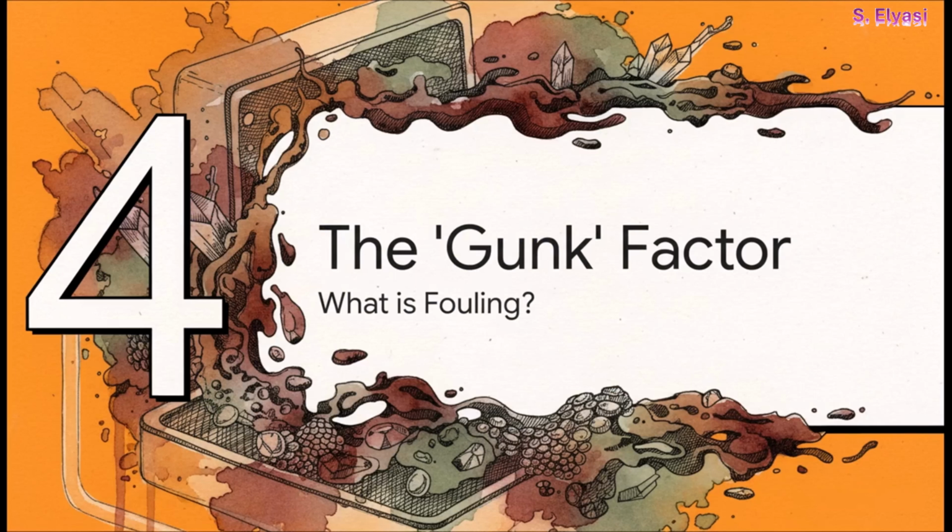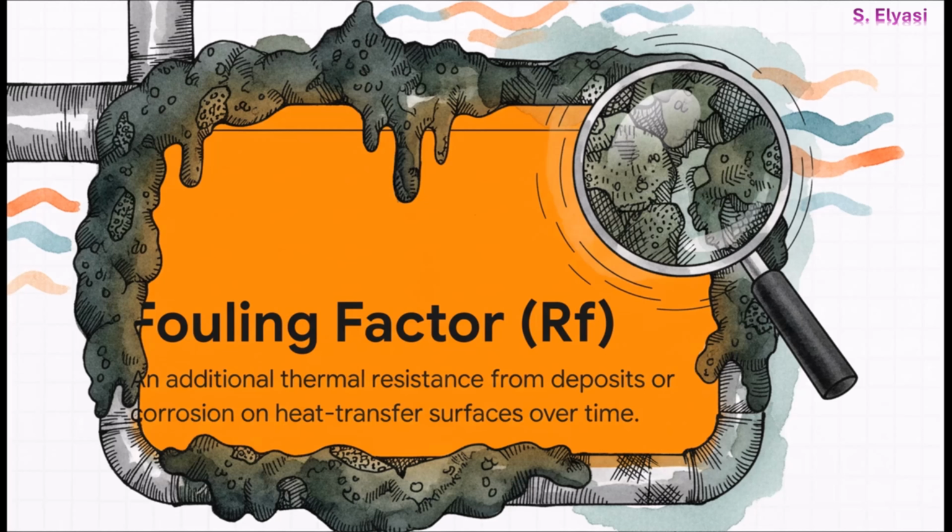All right, let's keep going, because, in the real world, things get messy. Heat exchangers don't stay perfectly clean and shiny forever. Over time, a layer of deposits, or scale, or even rust, basically gunk, builds up on the heat transfer surfaces. And this gunk acts like a layer of insulation, creating yet another resistance to heat flow that we have to plan for. And this is what we call the fouling factor.